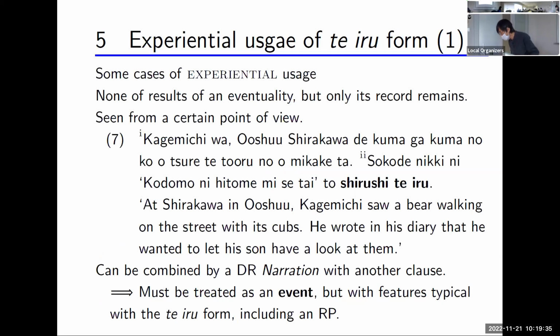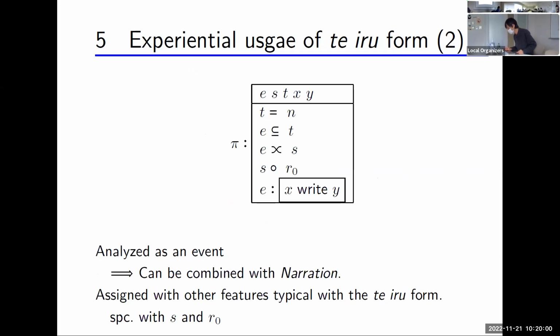So although this is a sentence with the tail form, this should be a start in a narration relation with other sentences. So this should be treated as an event in spite of having the tail form. But in other respects, this sentence has similar features to a tail sentence. So it is quite contradictory, and that is the proposal. The main eventuality is analyzed as an event, but the sentence has other features as a stative one, like other tail sentences.